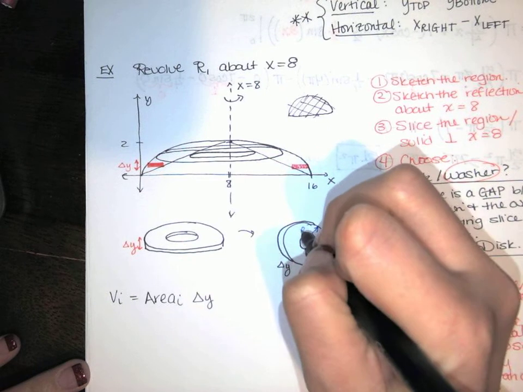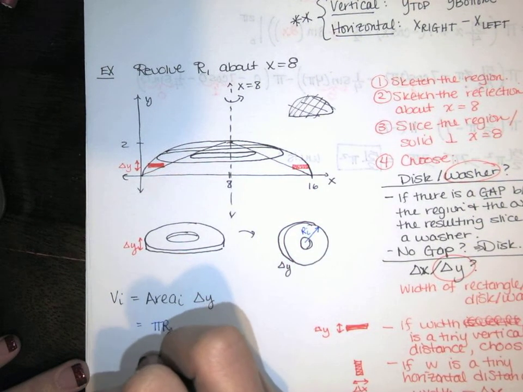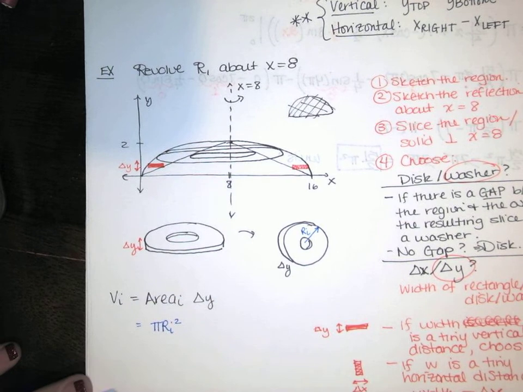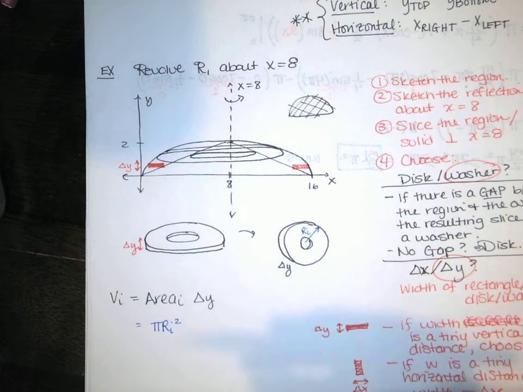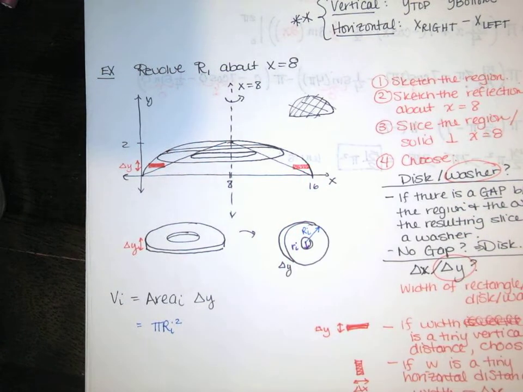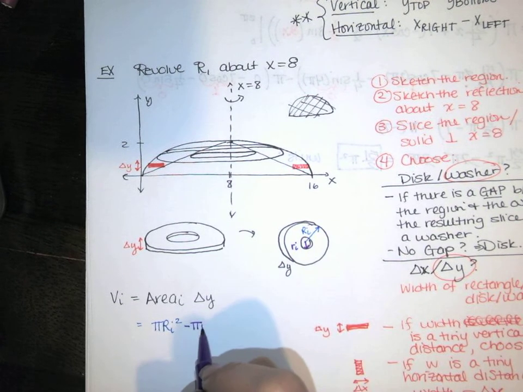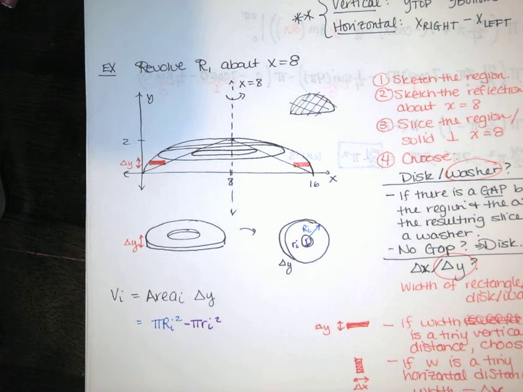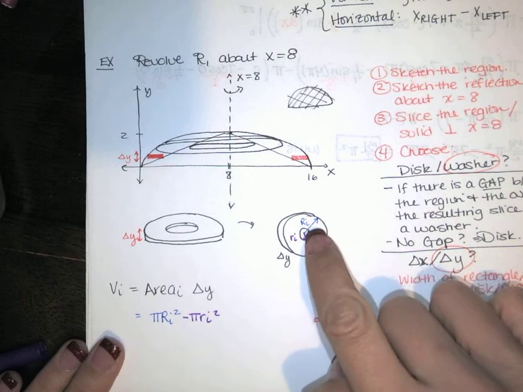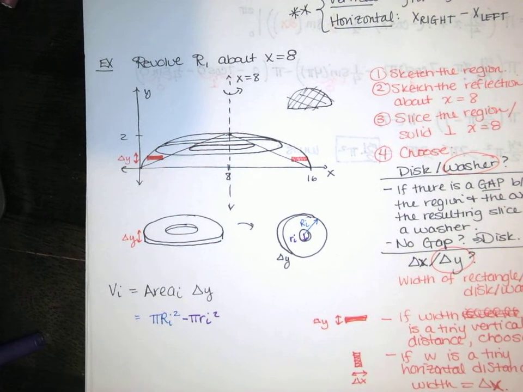You need to find the area of the larger circle, which is pi r squared, and then you have to subtract the area of the smaller circle. I'm going to use little r, or lowercase r, for the radius of the smaller circle. The area of the smaller circle is also pi r squared. You just use the other r. So this area minus this area is the area of that face, and then you're multiplying by delta y.